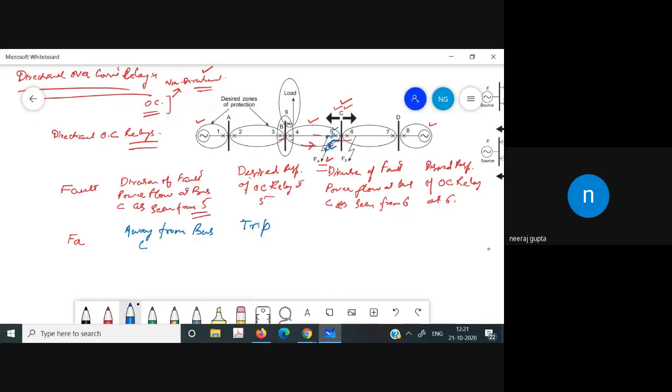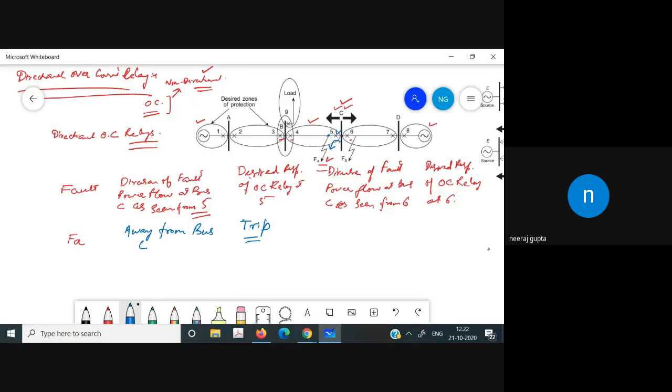So what happens? The fault takes place here. Here we have the fault, and the power will flow away from the bus C. That is, it is moving away from the bus C through 5, and it will detect that it is moving away from the bus C. So as a result, it will give the trip signal. So it will trip.